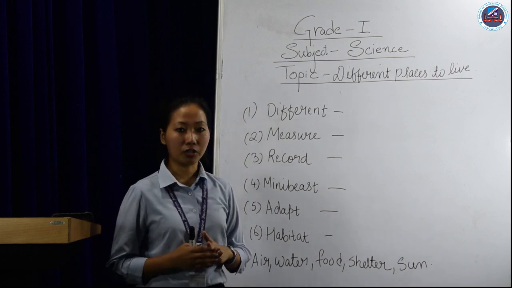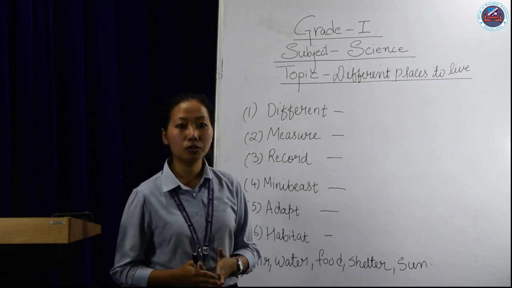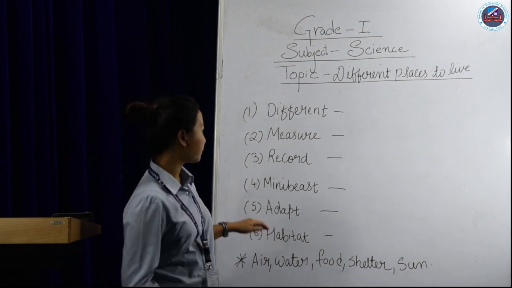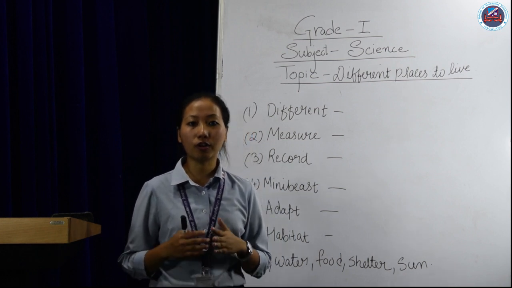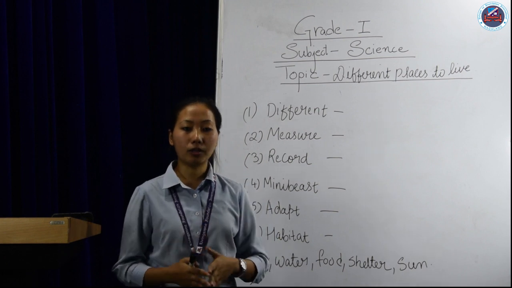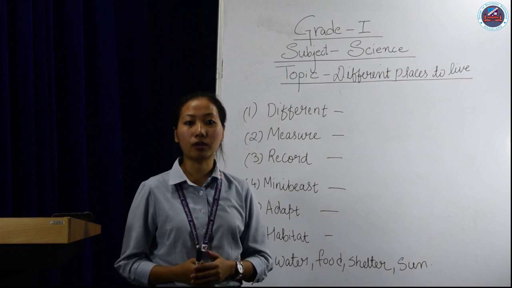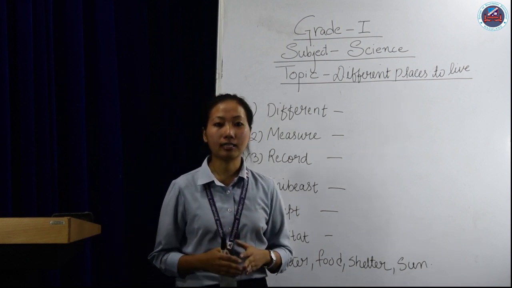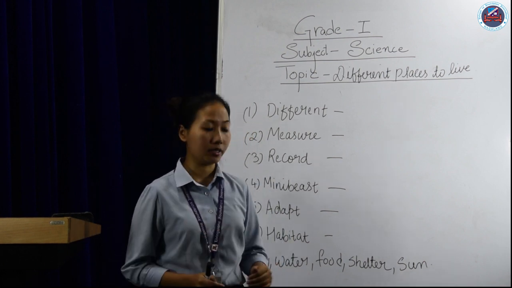The second is measure. Measure means to find the size or amount for something. For example, length or time. Third is record. Record means to write or draw, photograph something that you have seen or happened. For example, you have got your assignment and your assignments are kept as a record. The fourth one is minibeasts. Small animals like ants, spiders, bees, butterflies, and ladybirds.